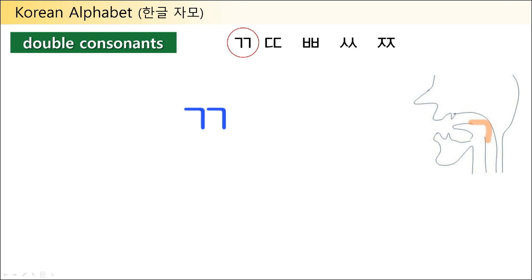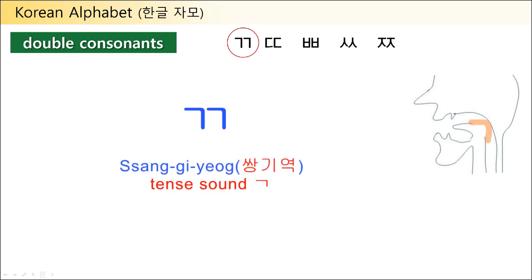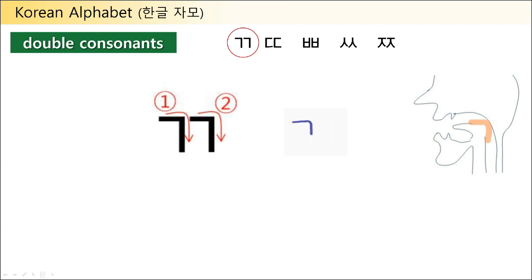It's double kiyeok, we call it sang kiyeok. It is a tense sound. You have to pronounce it by squeezing the tongue's root and neck muscles. You should write it correctly in the order shown in the picture.